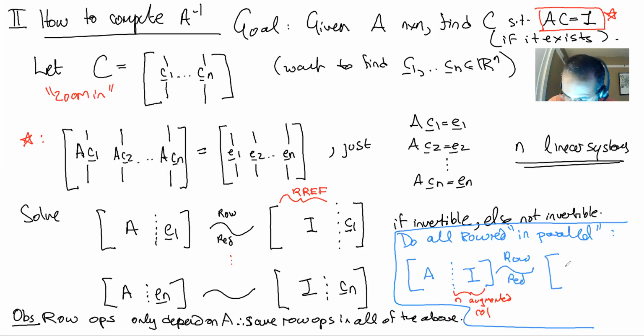And if your matrix is invertible, you're going to get the identity here. And what are you going to get in the augmented columns? Can somebody tell me? C? The inverse? C, yeah, the inverse. Because in the first column, we're going to get the first column of the inverse. In the second column, we're going to get the second column of the inverse. So actually, you can find the inverse in just one row reduction, but you have to keep track of N augmented columns. Okay, that's the twist.